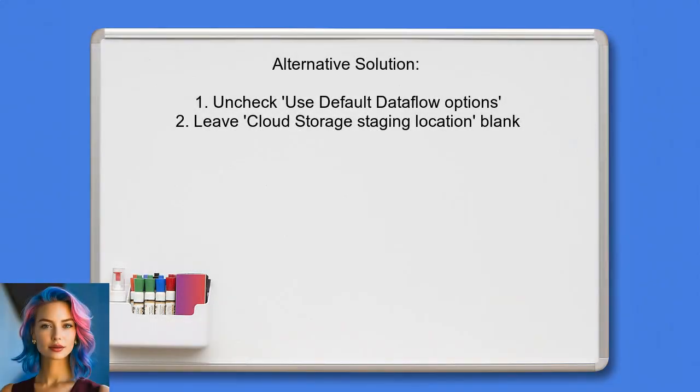An alternative solution provided by another user suggests updating your run configuration. First, uncheck the flag that says Use Default Dataflow Options under the Pipeline Arguments tab. Then, make sure to leave the Cloud Storage Staging Location field blank.